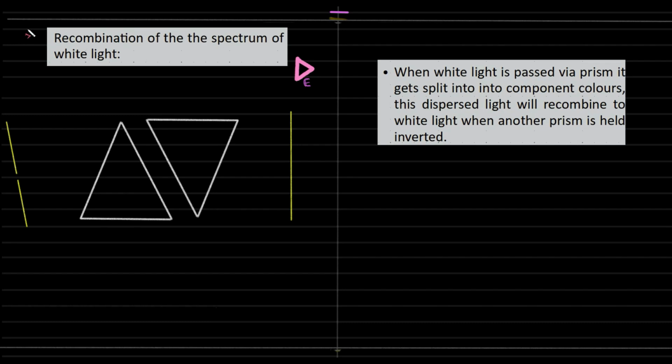Recombination of spectrum of white light. So when we had the white light pass through a prism, it got split, right? Now, what if we make it go through another prism? What happens? Any guesses? So let's look at this experiment.